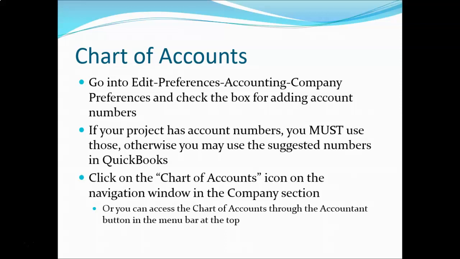If your project has already given account numbers, you must use those, okay? Otherwise, if your project instructions don't have account numbers, you still need to use them, but you can use the suggested numbers that QuickBooks gives you. So they may call cash account number 10,000, whereas on your project instructions, it says cash is account 101. So we're first going to edit preferences to say, yes, we want numbers. Then QuickBooks is going to give us this 10,000 number, but we're going to change it to account 101.